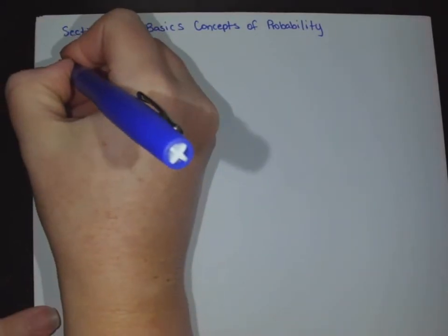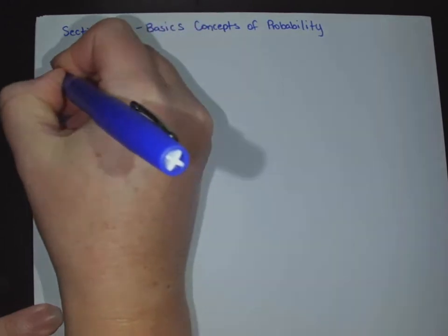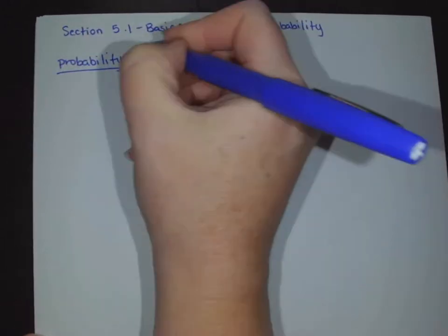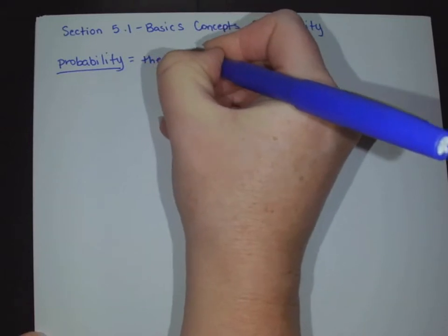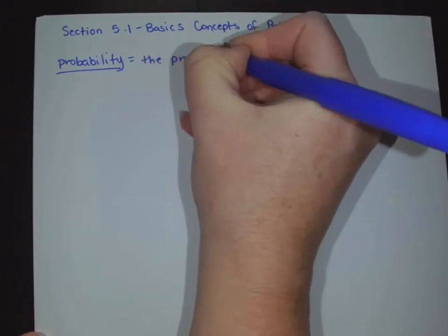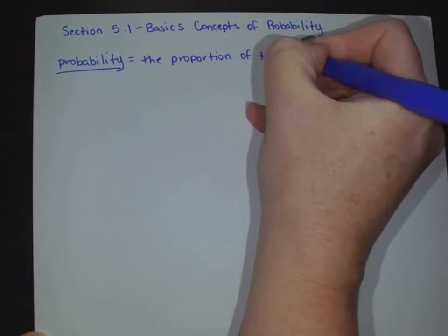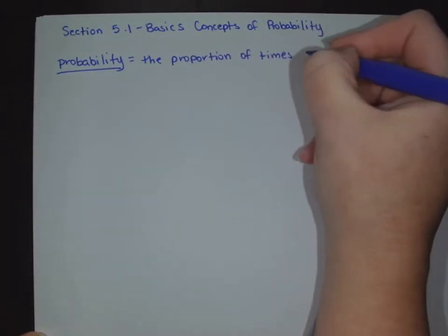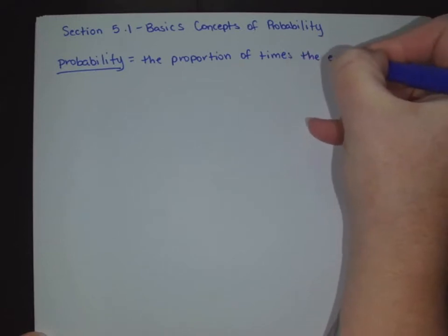So first, let's define what probability is. Probability is going to be a proportion that compares the times an event occurs to the total number of possibilities.